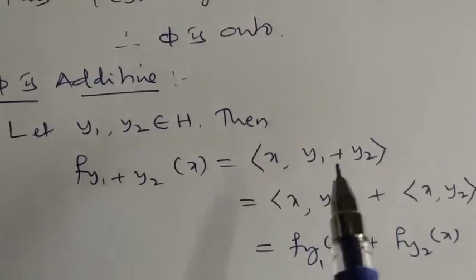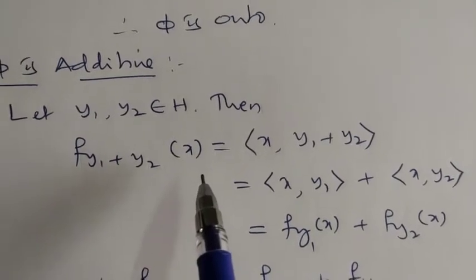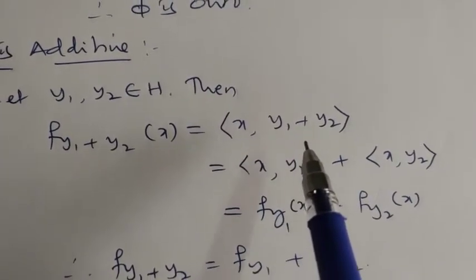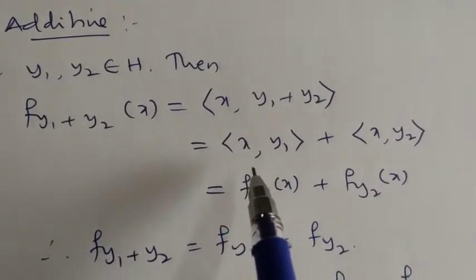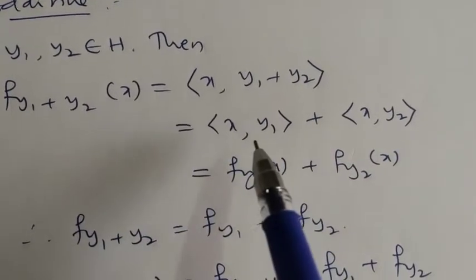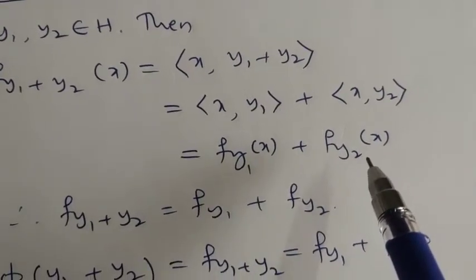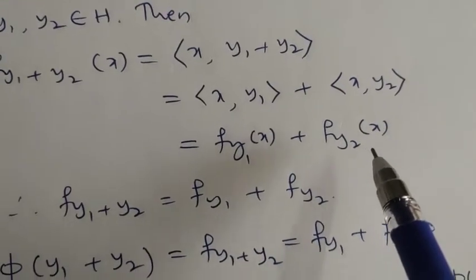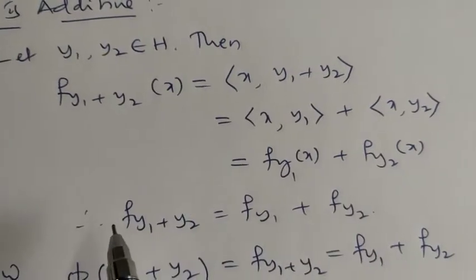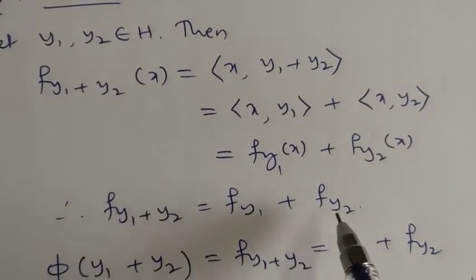Next, phi is additive. Let us take y1, y2 belonging to H. Then F of y1 plus y2 of x, according to our definition, is inner product of x comma y1 plus y2. This is equal to inner product of x comma y1 plus inner product of x comma y2. Inner product of x comma y1 is Fy1 of x, plus inner product of x comma y2 is Fy2 of x. Therefore, you can say that F of y1 plus y2 is Fy1 plus Fy2.